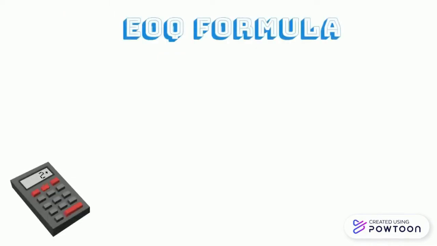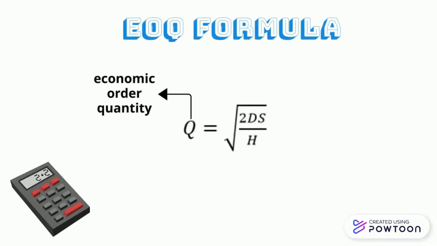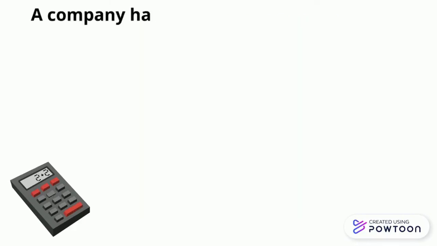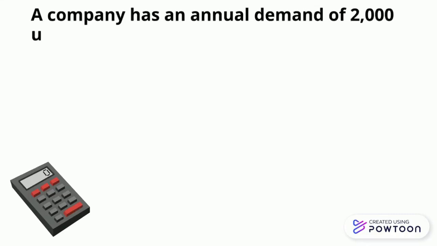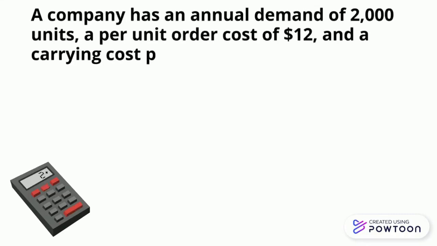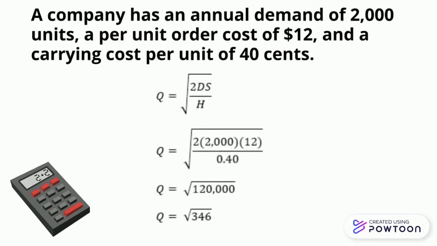The following equation is used to determine the EOQ, where Q stands for economic order quantity, D for annual demand in units, S for fixed cost, H for the holding or carrying cost per year. To illustrate the use of this model, let us consider the following example. A company has an annual demand of 2,000 units, a unit order cost of $12, and a carrying cost per unit of 40 cents. Using these values, we would calculate the EOQ as follows.